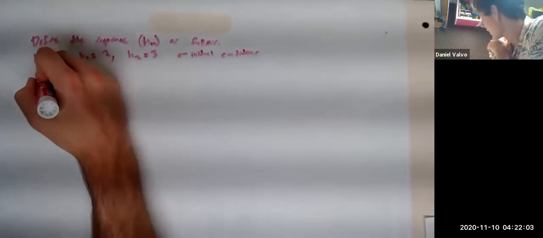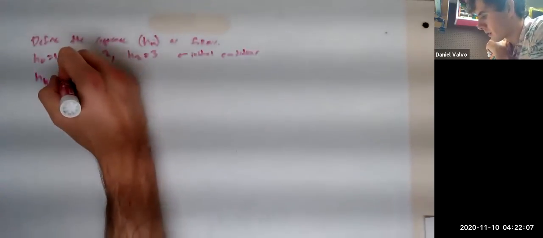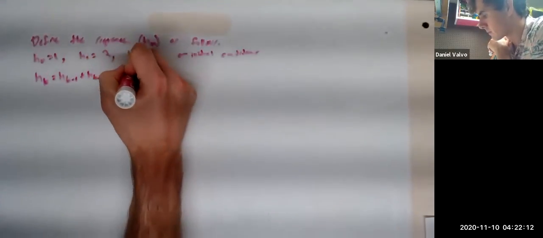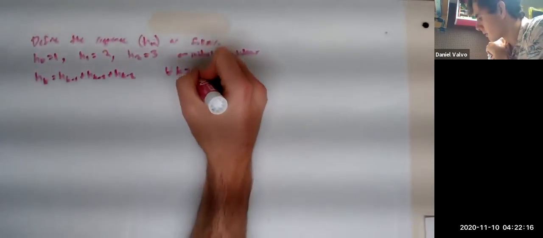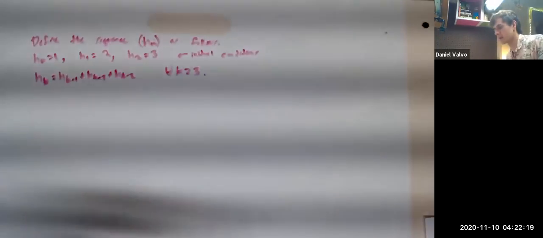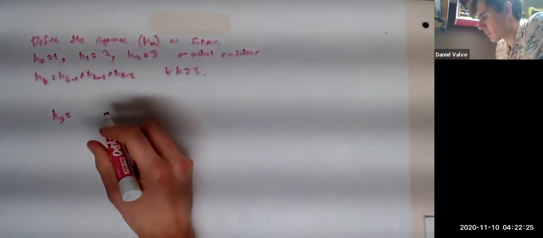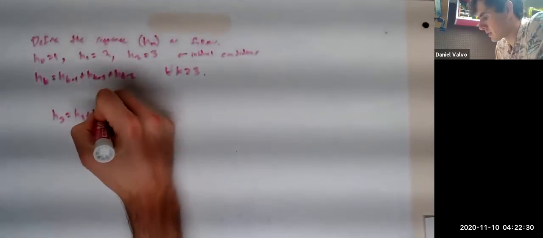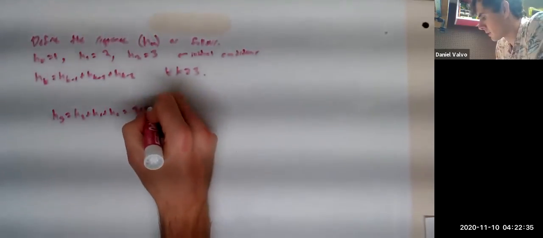So we're going to have H of k equal to the 3 previous terms, for all k greater than or equal to 3. So what that means is that we're trying to calculate H of 3. Well, that's just going to be the sum of the 3 previous terms. That's going to be H of 2 plus H of 1 plus H of 0, which is 3 plus 2 plus 1.